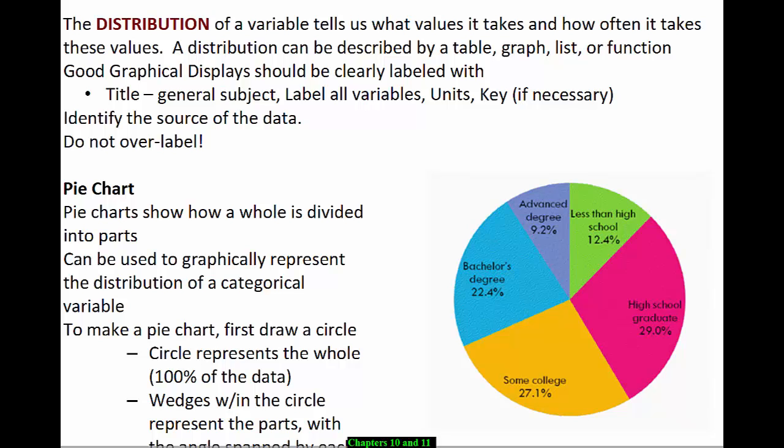The first graphical display that we're going to look at is a pie chart. Pie charts show how a whole is divided into parts. It can be used to graphically represent the distribution of a categorical variable. A pie chart is simply a circle where the circle represents the whole, the 100% of the data, and the wedges within the circle represent the parts. The angle spanned by the wedge is in proportion to the percentage that that category is represented by.